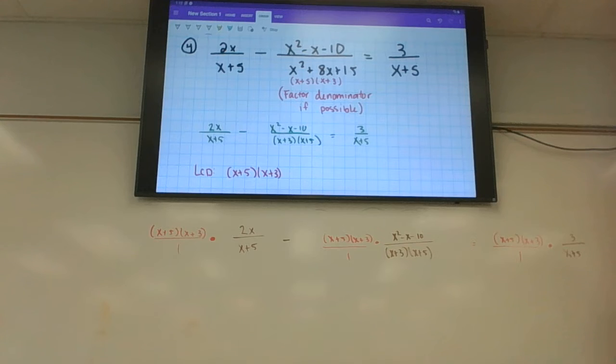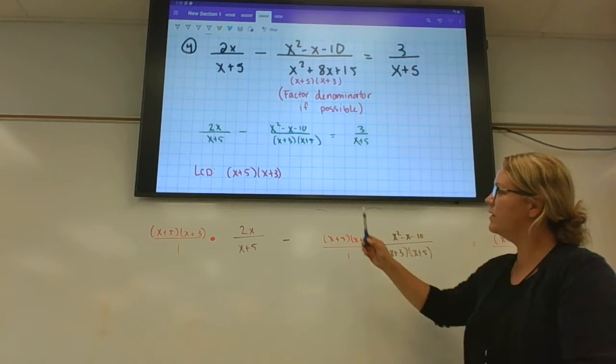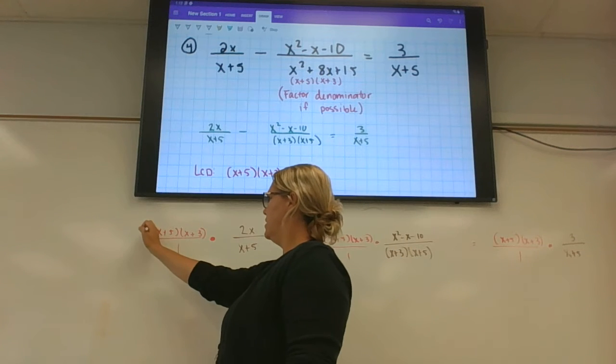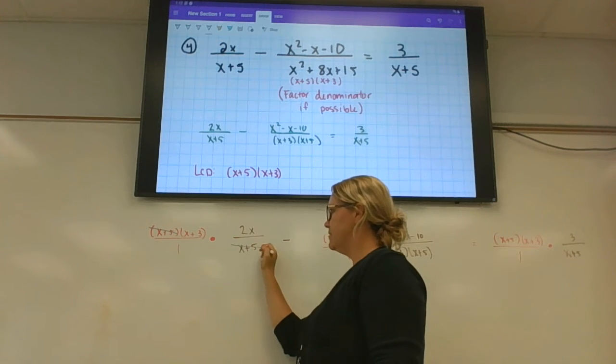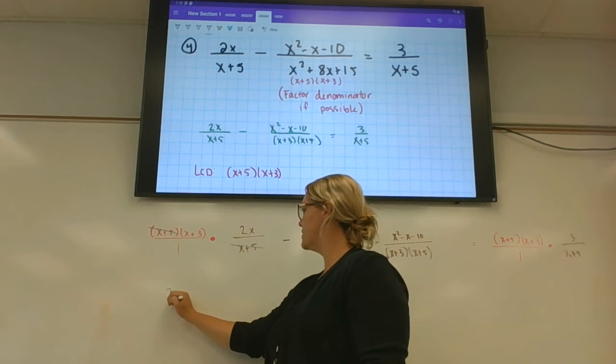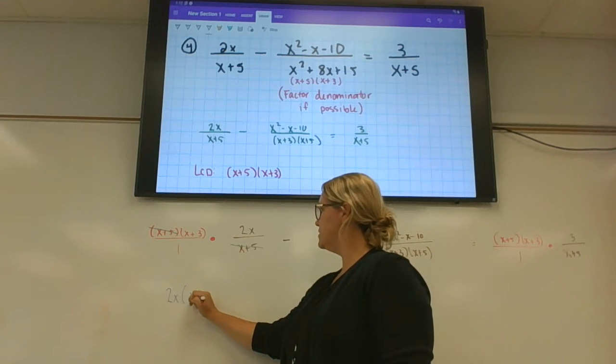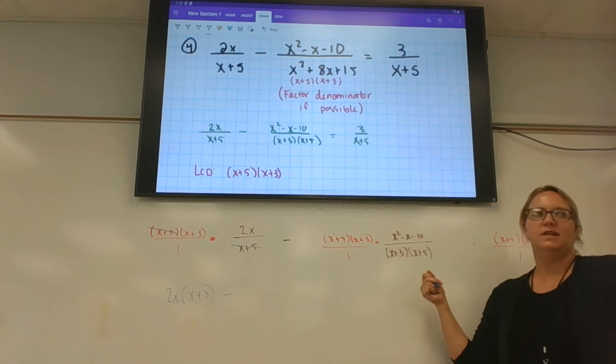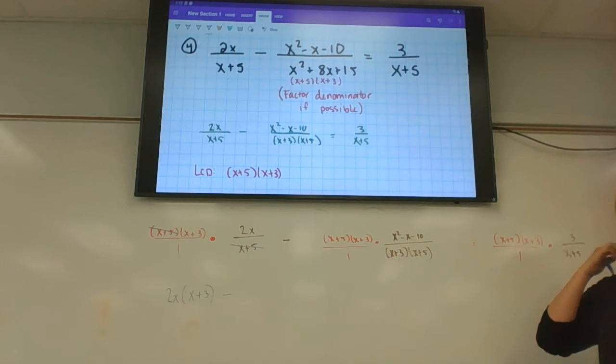So I wrote what I did. Both parentheses, I wrote it next to all three parts. And this time the x plus 5s can cross out. And all I have left is 2x and x plus 3. And here, both of them reduce.